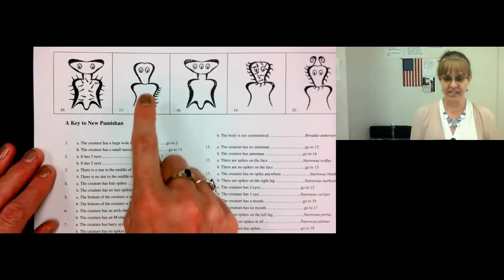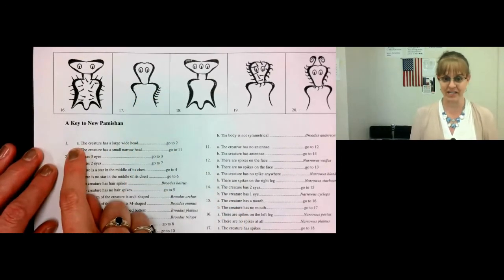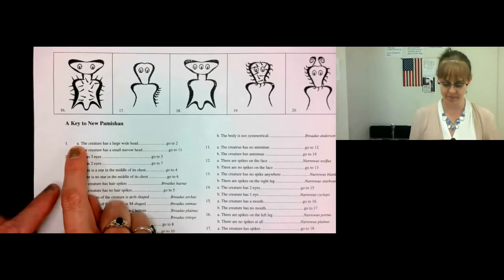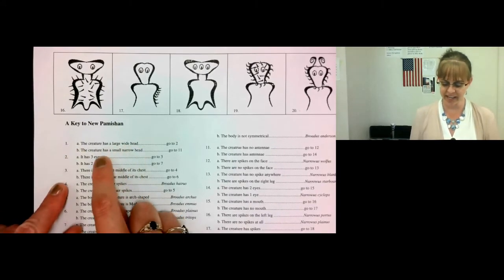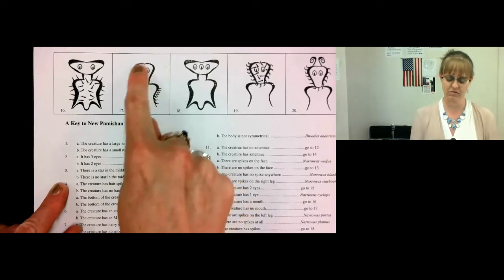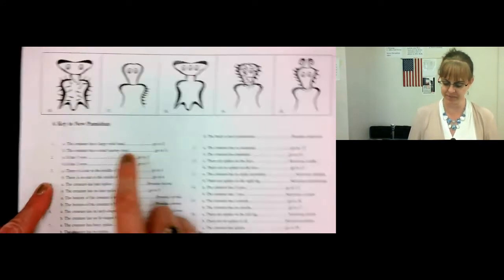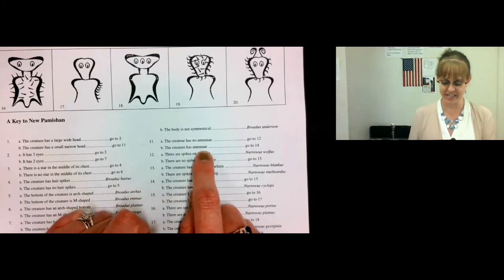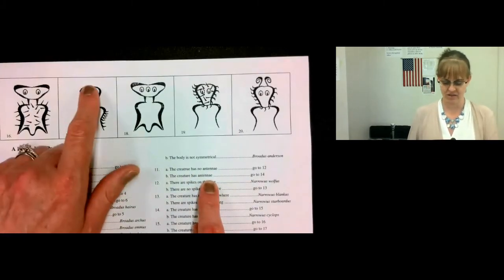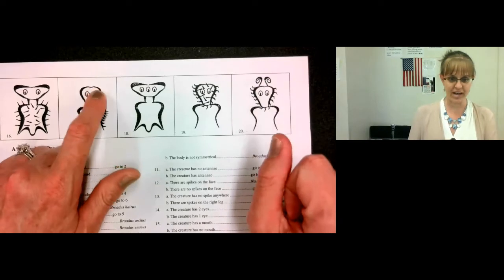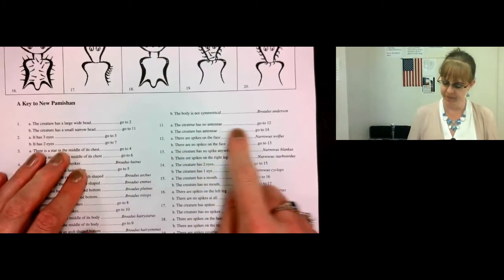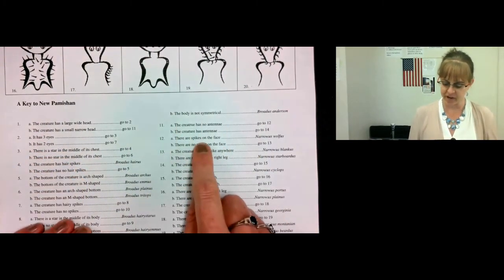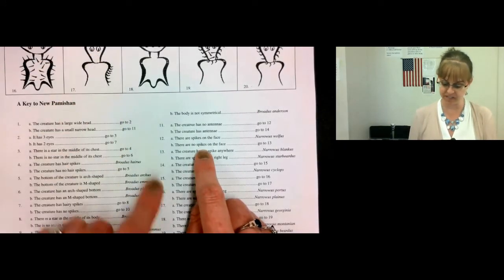For number 17, you start all the way back at the beginning. Always start at the beginning. The creature has a large wide head or a small narrow head. Oh, small narrow head. Go to 11. The creature has no antenna or has antenna. Well, there's antenna, so it has antenna. Go to 12. There are spikes on the face, or there are no spikes on the face. I don't see any spikes on the face.